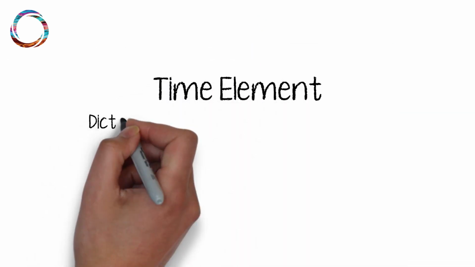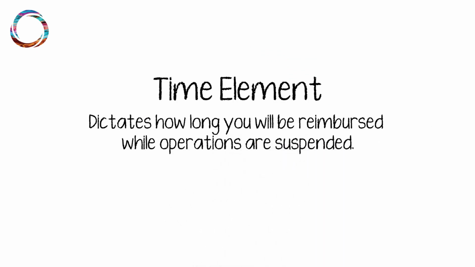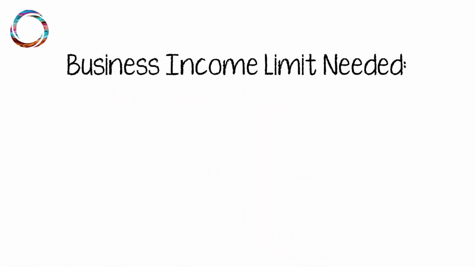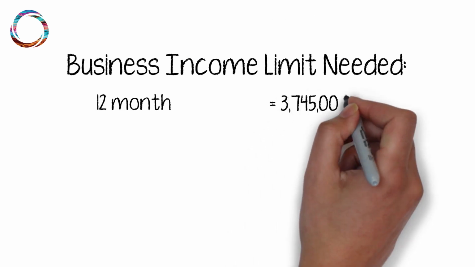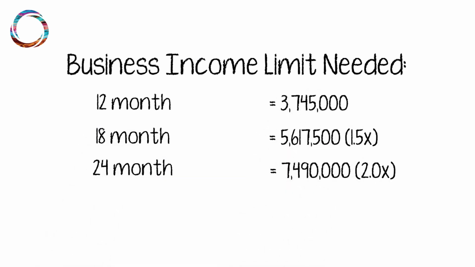This is important because this type of coverage uses something called time element. And so it's going to cover your losses associated with a specific period of time. The shorter that amount of time is, the more restrictive the coverage. Thus, you may want to extend your policy from a 12-month period to 18 or 24 months to make sure you have adequate coverage in place.